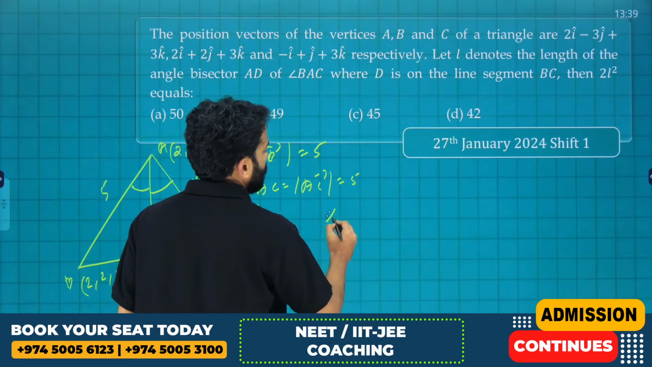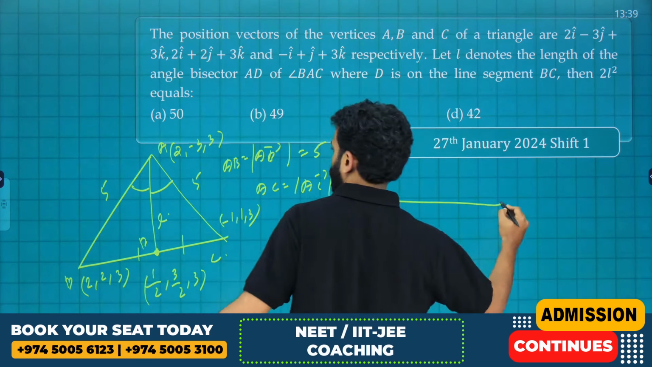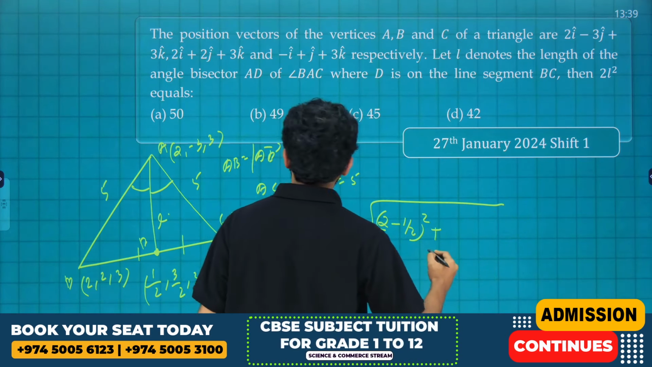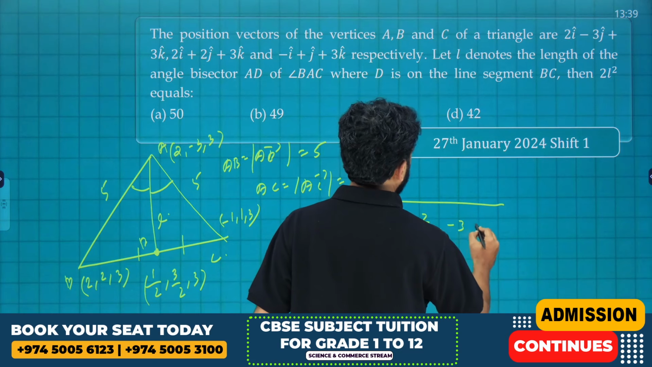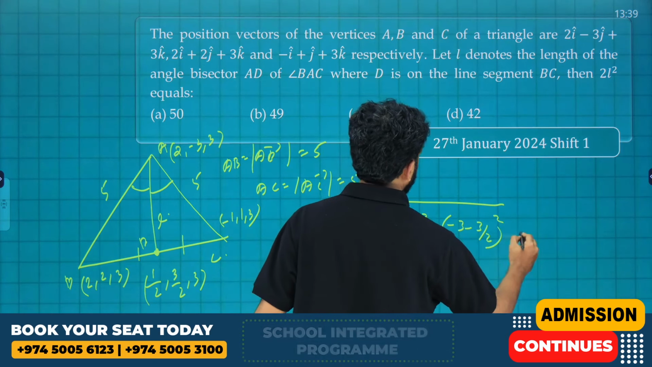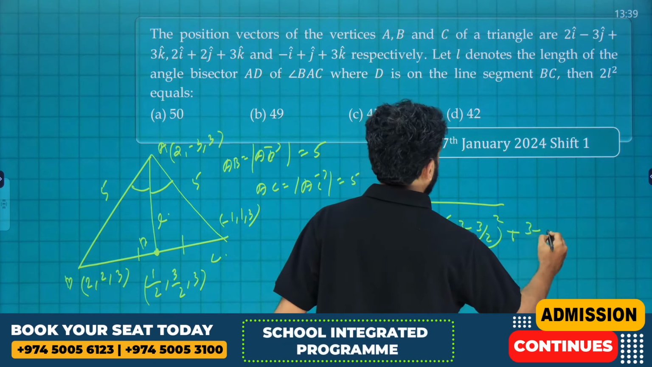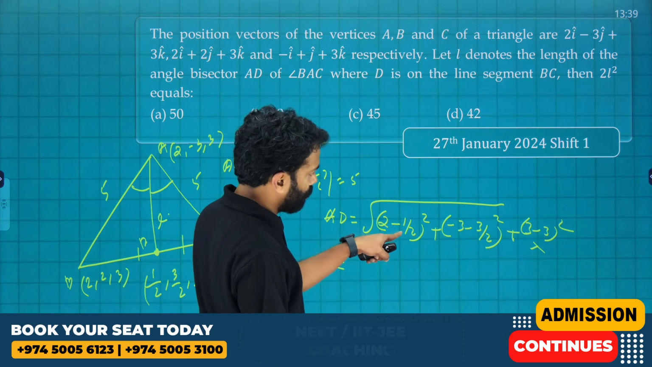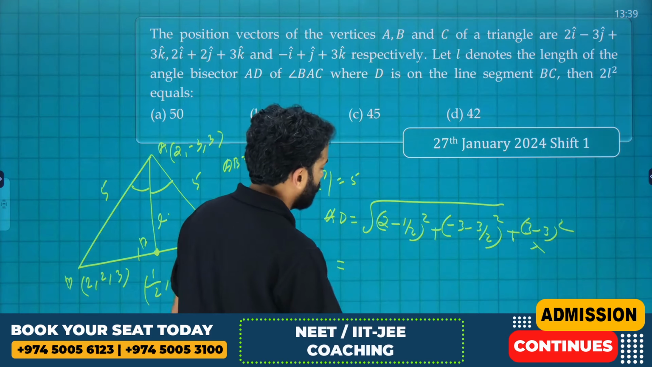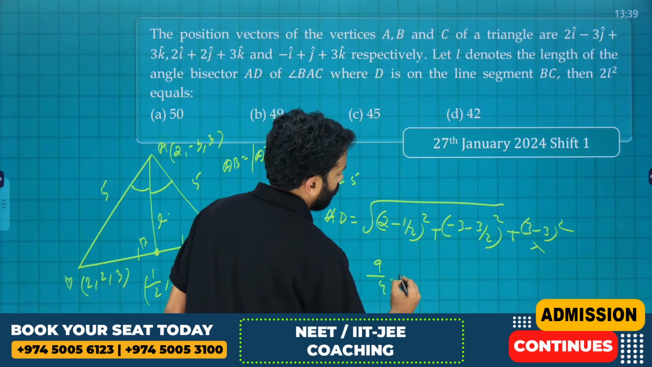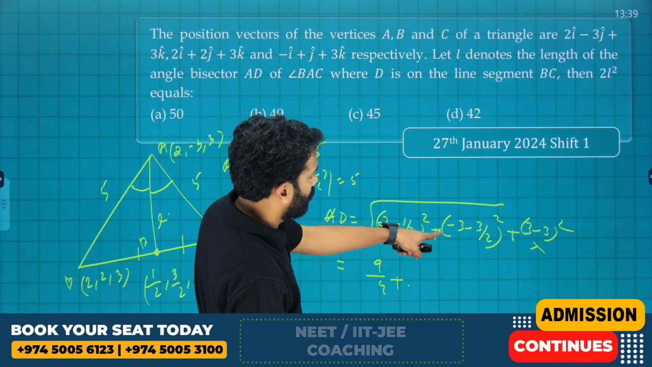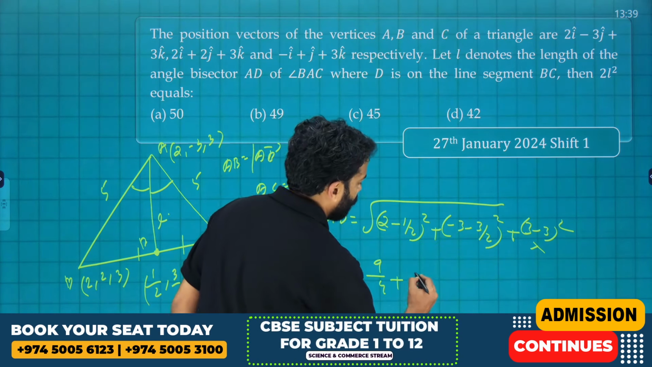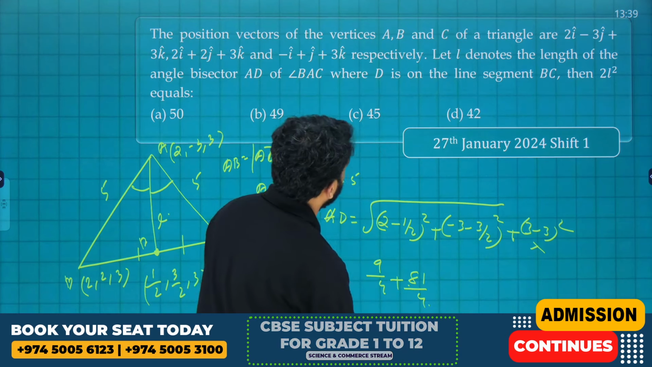That is AD is equal to square root of 2 minus 1 by 2, the whole square, plus minus 3 by 2, the whole square, plus 3 minus 3 the whole square. It's got cancelled. This will be 2 minus 0.5, that is 1.5, that is 3 by 2, that is 9 by 4. 9 by 4 plus this is minus 6, minus 81 by 4, that is 81 by 4.